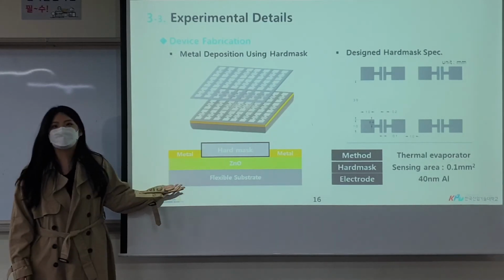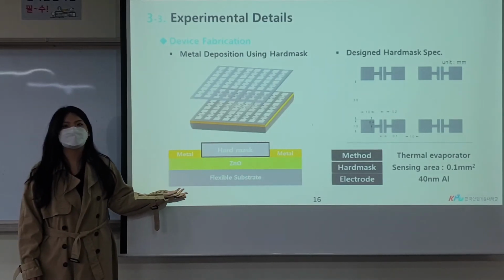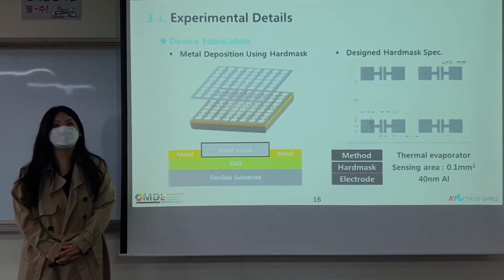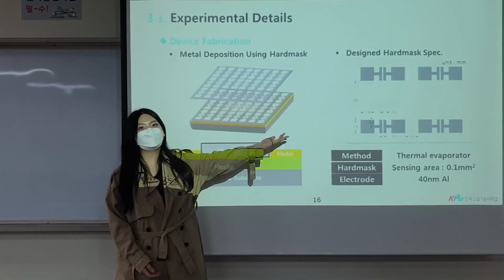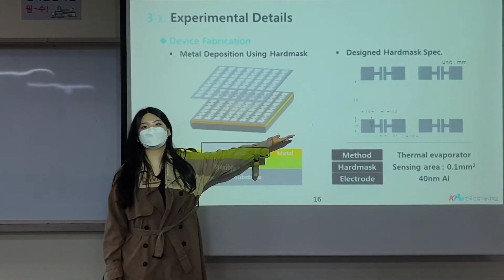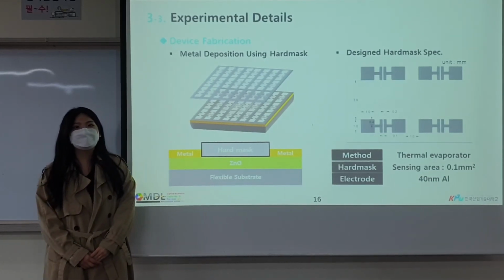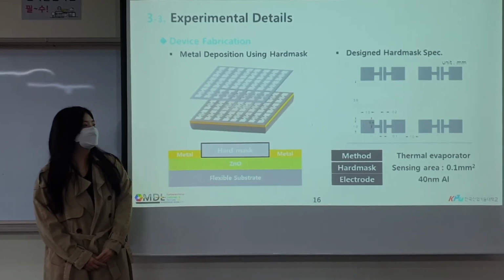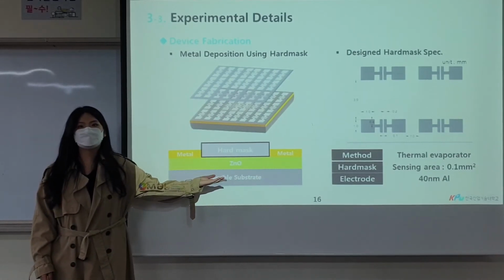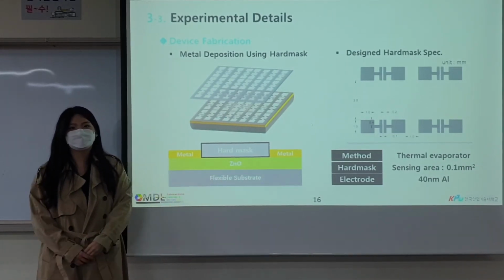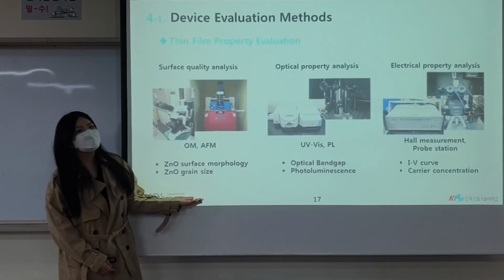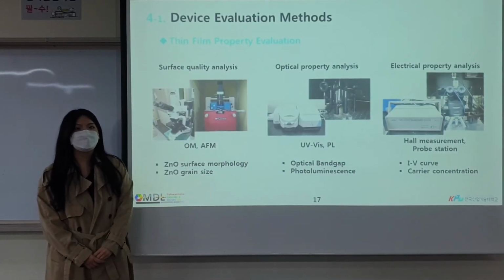Moving on to device fabrication, which is the step of depositing metal with a hard mask. The spec of the MSM structure hard mask is as follows. The sensing area is 0.1 square millimeter, and we plan to deposit a 40 nanometer thick aluminum contact using a thermal evaporator. The next section is analyzing and evaluating.